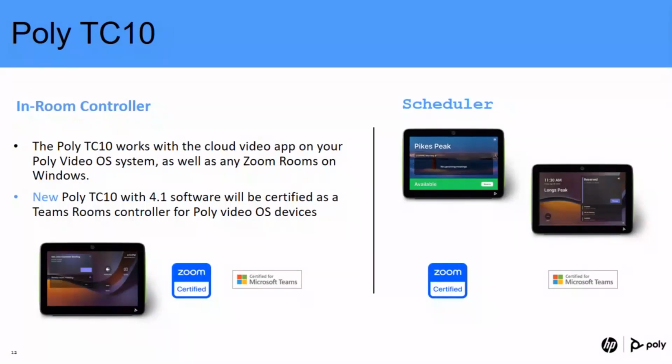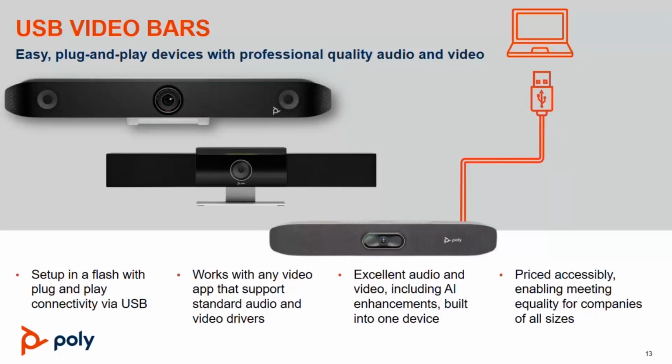Then Poly TC10. TC10 is a touch controller. The 10 represents the display size in inches of the touch panel. This is certified with Zoom and Teams. In version 4.1, it supports Teams. This is used to access the device. For the X series and G7500, we can bundle it. Then USB video bars. As I said in the previous slide, we have three types of USB video bars. These USB video bars work in BYOD mode. We need to use one small USB cable to a laptop and HDMI to share your content.